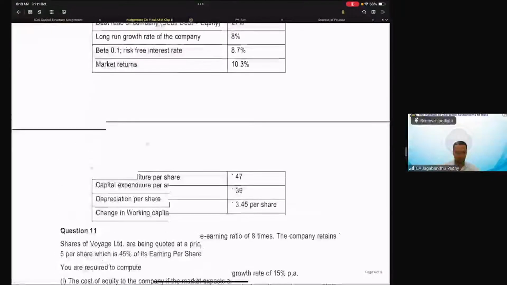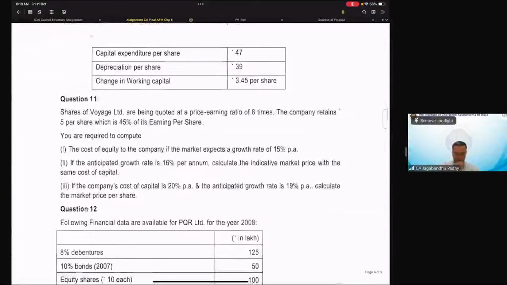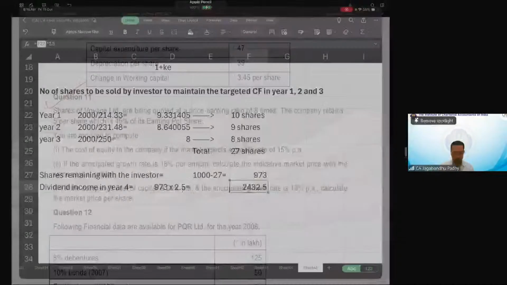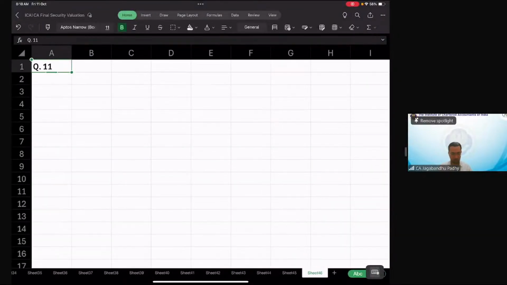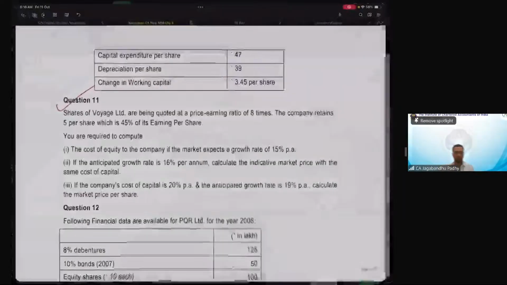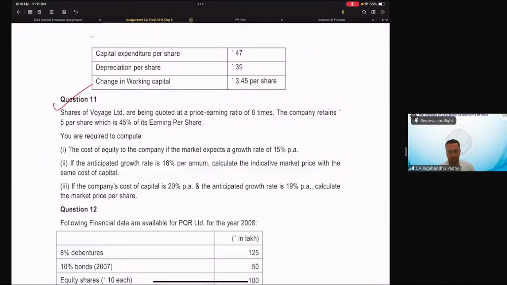Okay, let's do question 11 first. Let's cover up this question 11 now. Shares of Voyage Limited are being quoted at a price earning ratio of 8 times. Okay, so we have a P/E ratio of 8 times. This P/E ratio is going to be used maybe as the cost of capital.